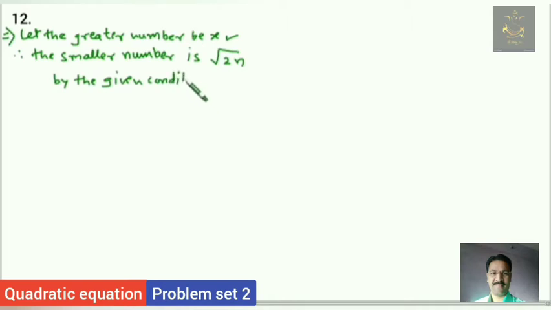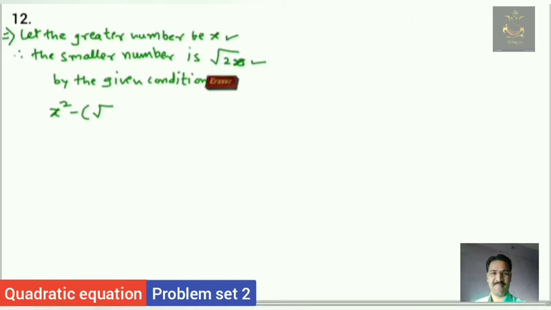Okay, by the given condition, what is that? Squares of these two, their difference. See here, first the greater number, because difference always means subtracting the smaller one from the greater one. So here, squares of, that is x square minus again the square of this one. Here write x here. Okay, that is very important.